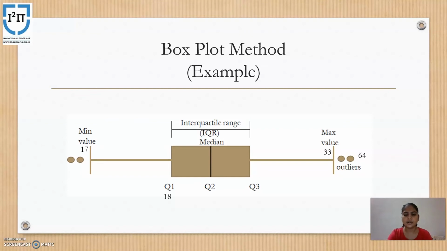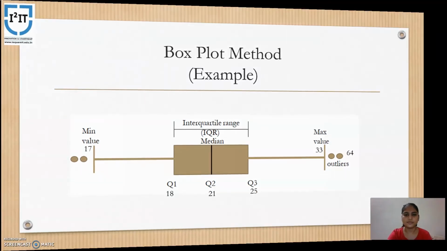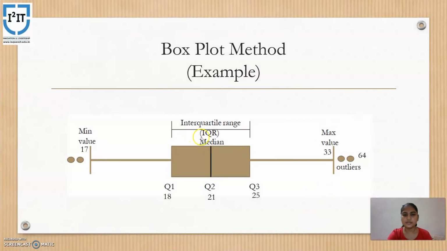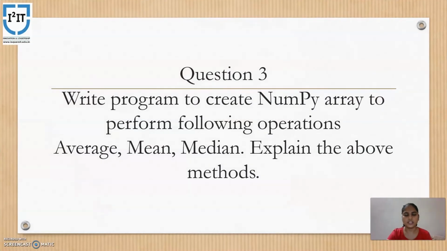Then we calculated 18 as Q1, 21 as Q2, and 25 as Q3. We also calculated IQR, but there is no need to write IQR here. If you want, you can, but there is no need. So here is my second question completed. Let's go on to the third question. The third question is also creating a program in Python, which uses a NumPy array to perform average, mean, and median. For this program, let's go to the Jupyter Notebook.